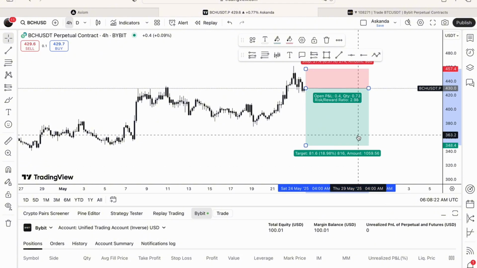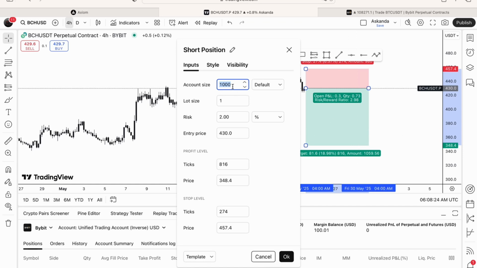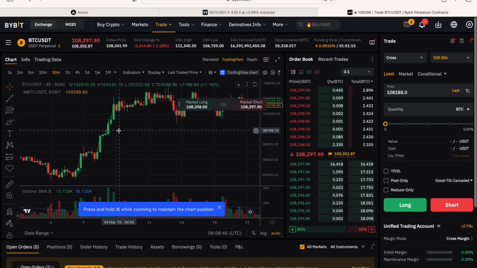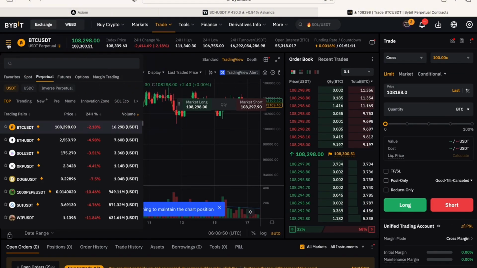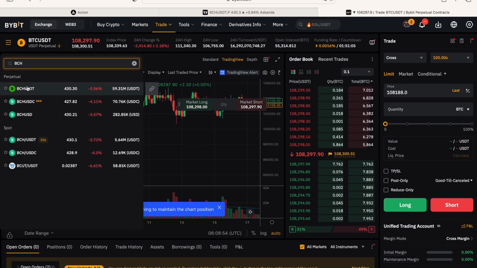Okay, so I'll double click here, then I'll enter my capital that I have on Bybit. So we have $100. Then we are risking 2%. Have you seen this? Then we have our entry price. This is our take profit 348. Our stop loss 457. Okay, Bybit account. Then I'll click on the coin at the top left hand side. I don't know if you can see my mouse. Then I'll enter BCH. Then you select the one with the perpetual. Okay, always select the one with the perpetual futures.